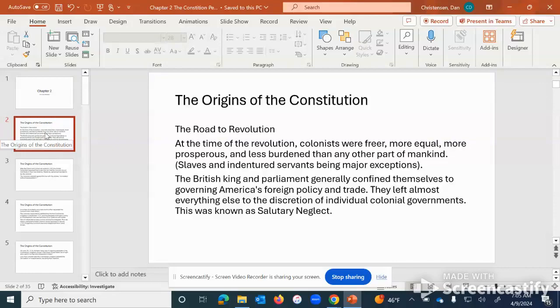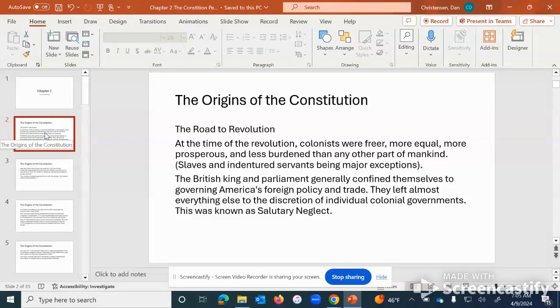The origins of the Constitution really came because of the revolution that we had with Great Britain. And prior to the revolution, of course, this period was known as salutary neglect. So before the revolution, the colonists came over to the American continent, and they were freer than any other group, perhaps in the world. More equal, more prosperous, less burdened. The king and parliament just left them alone to deal with issues in the New World themselves.